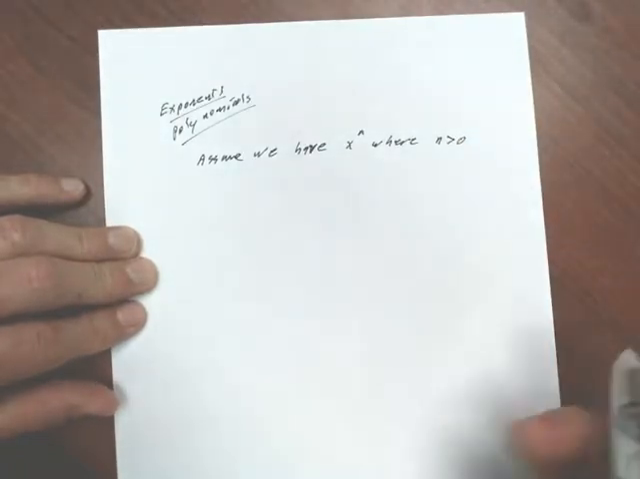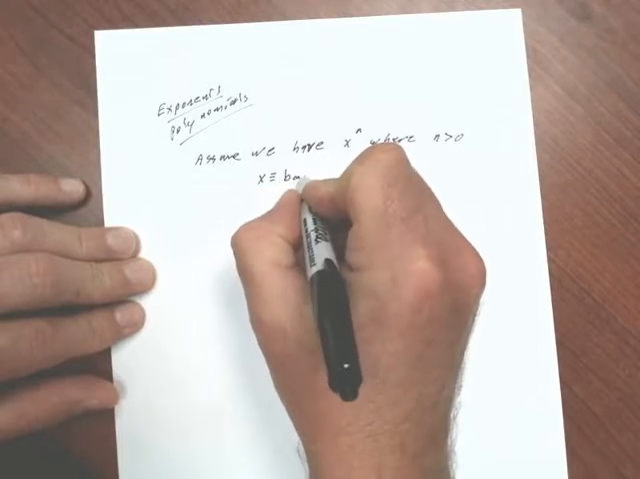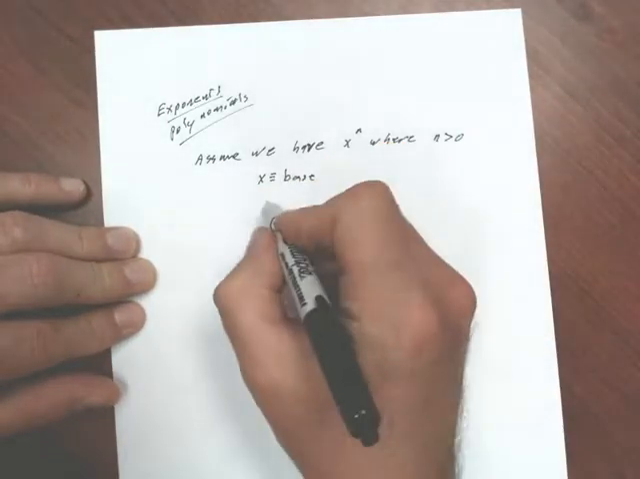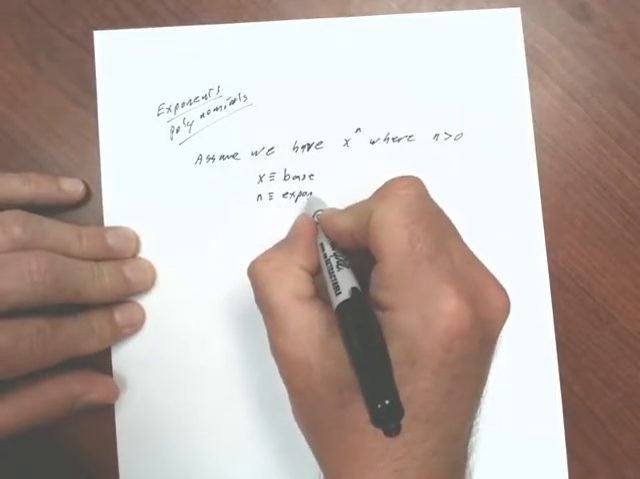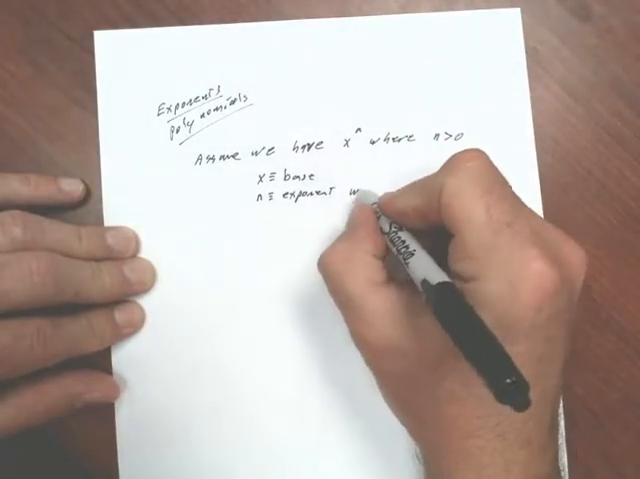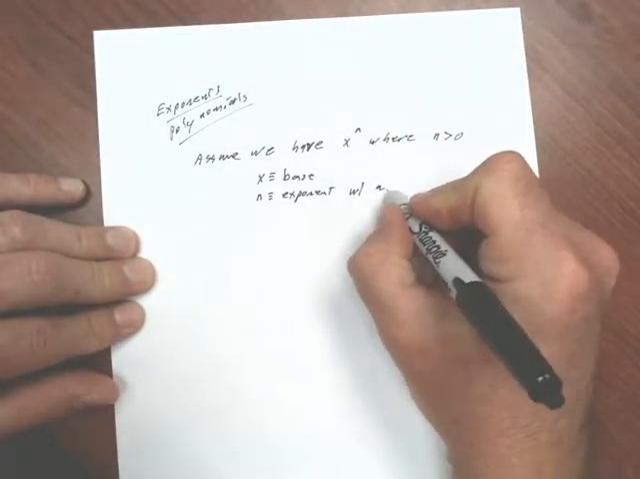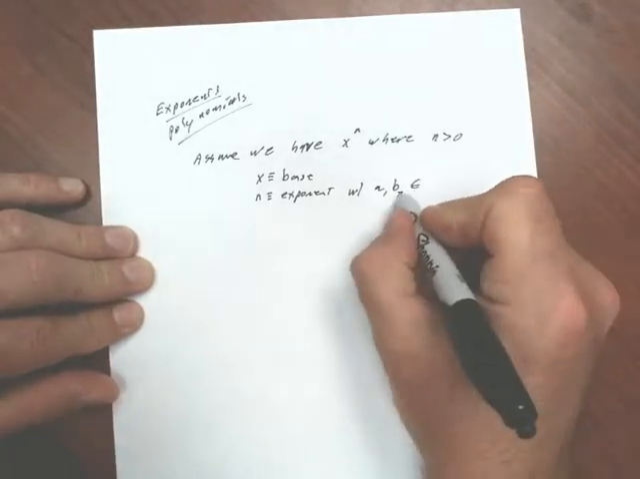We are going to call x our base. We're going to call n our exponent. Okay? With a and b an element, that does need to be an element of n.